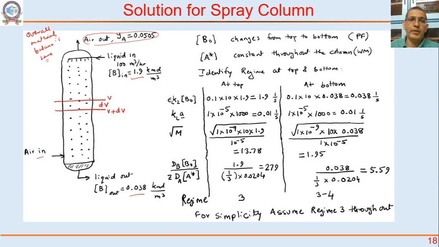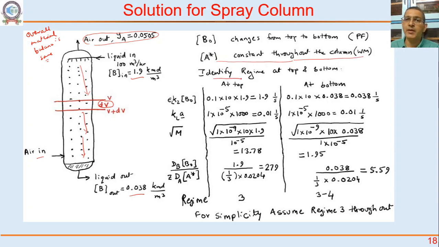Now, because liquid is in plug flow, gas is in well mixed condition. Now we take a small element dV, V plus dV. So B naught changes from top to bottom. Plug flow. As liquid drops travel, they react. B naught reduces. But gas is well mixed. A star is constant throughout the column, equal to the outlet condition.